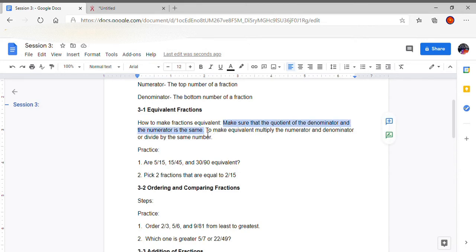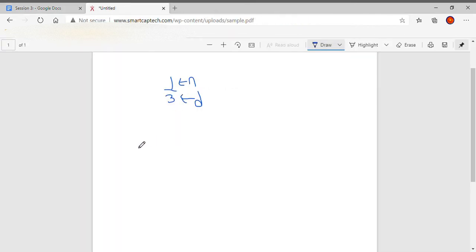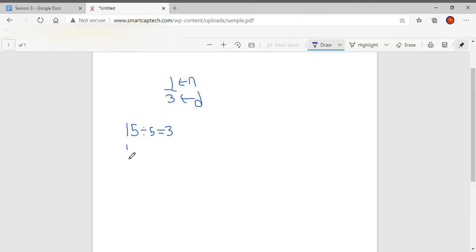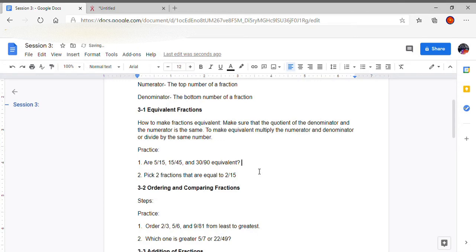So for the first one, we're gonna use this one because you already have multiple fractions, not just one, and you have to check if they're equivalent. So make sure that the quotient of the denominator and the numerator is the same. So using that, let's divide. 15 divided by 5, we know is equal to 3. Now 45 divided by 15 equals 3. Now the last one is 30 over 90. So 90 divided by 30 equals 3. So they're all 3, meaning that, yes, they are equivalent.